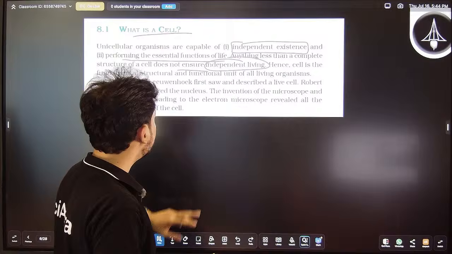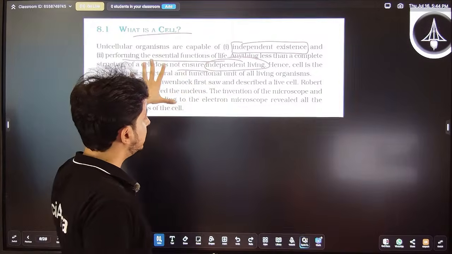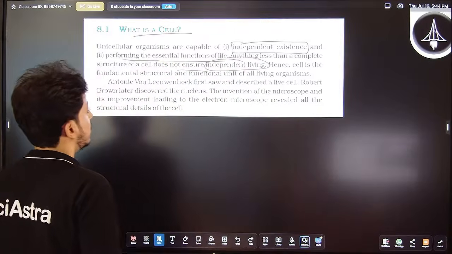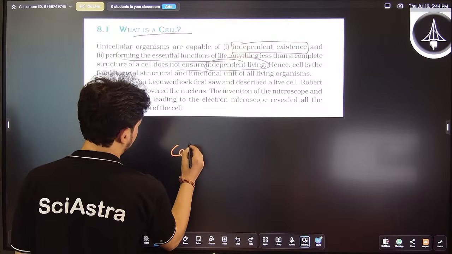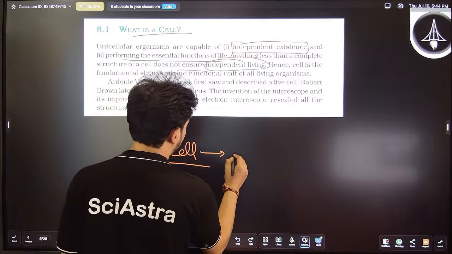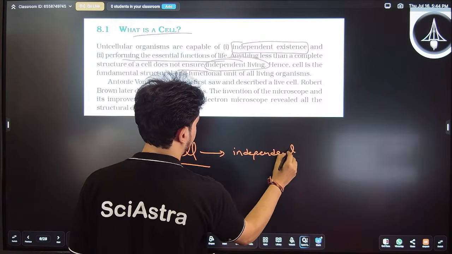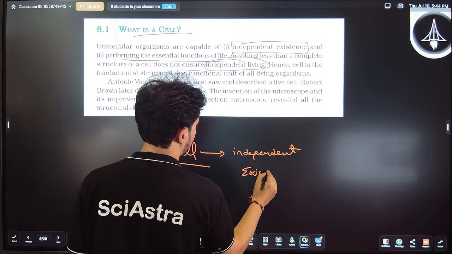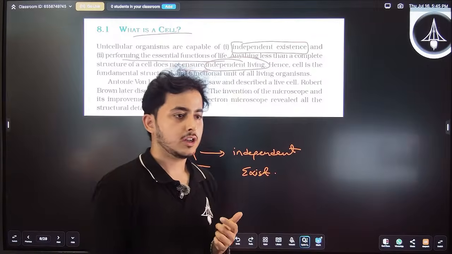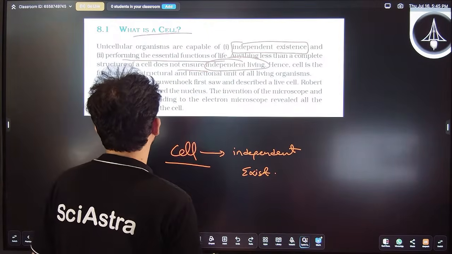Yeah. So anything which is smaller than this fundamental unit of life is not considered living, right? So the first thing is that the cell should be of independent existence. It should be able to exist independently, correct? Right. So that is what is being referred to in the NCERT.